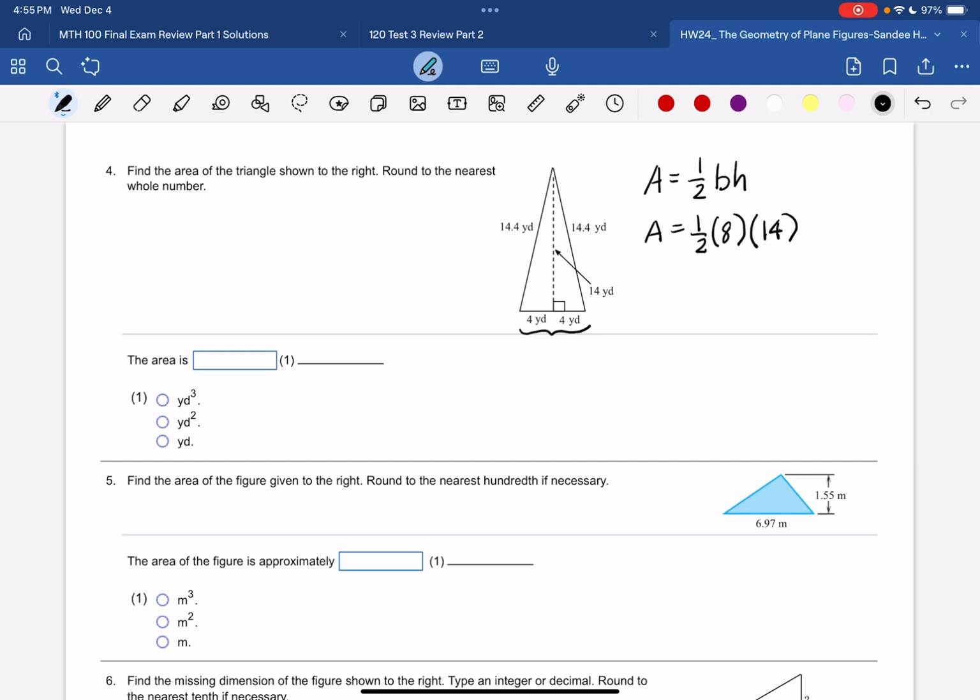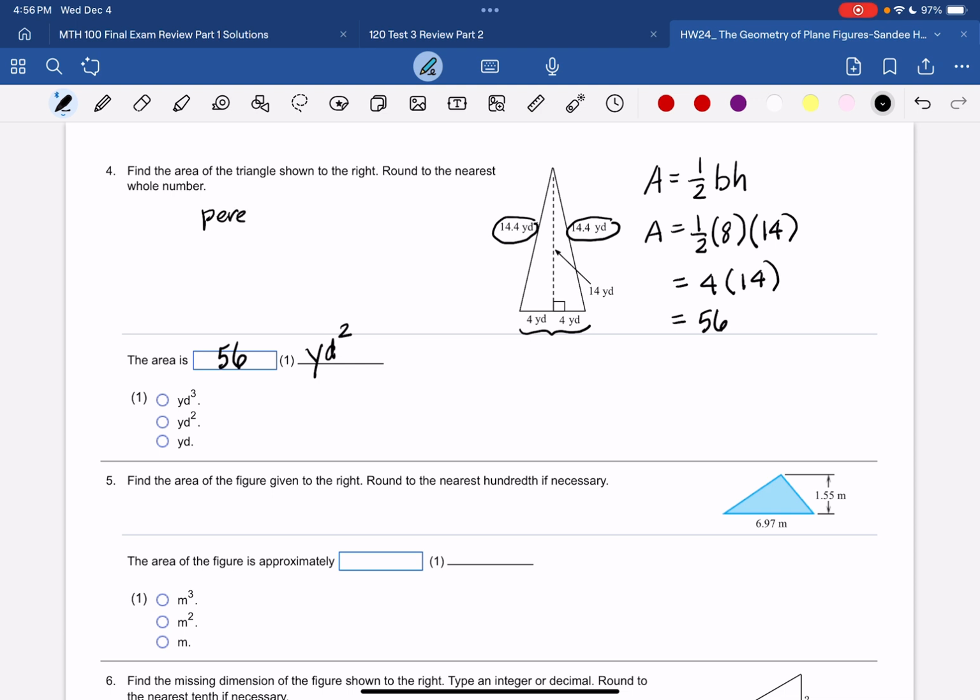Our height is 14. Now these diagonal sides are not necessary for the area. If we were finding the perimeter, we would need them, but we do not need them for the area. So half of 8 is 4, and 4 times 14 is 56. So the area of the triangle is 56 square yards.